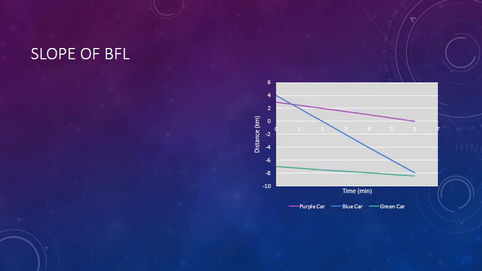The next graph characteristic we're going to look at to help us understand what's going on is the slope of the best fit line. So in this graph, we want to figure out what the steepness of the slope tells us about the motion of the car. So we have 3 cars. They're all headed in the same direction this time.